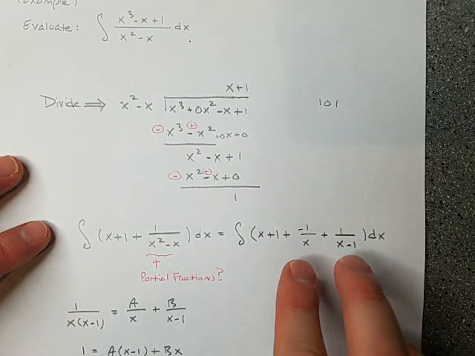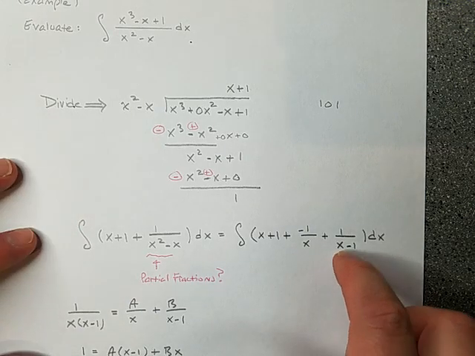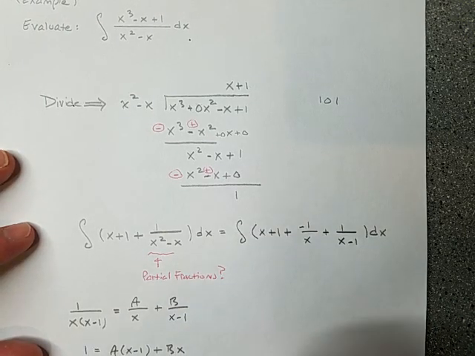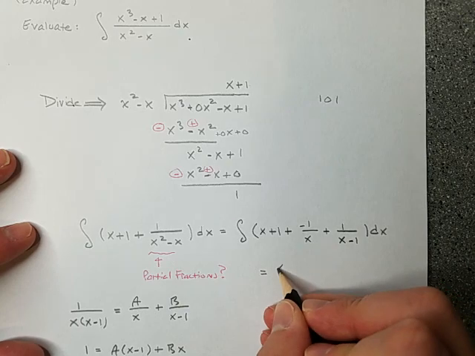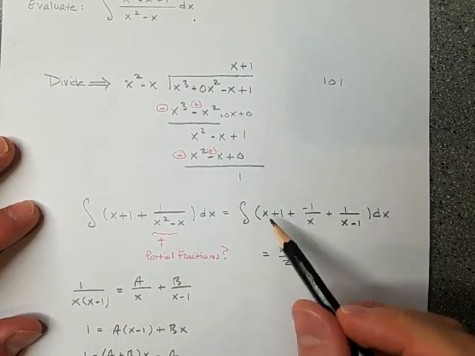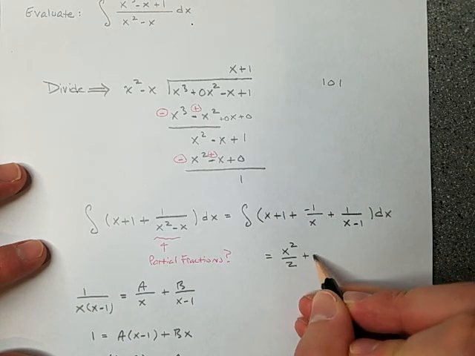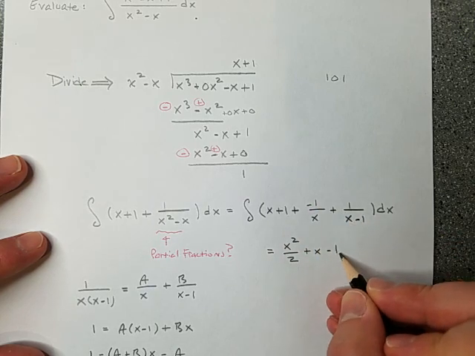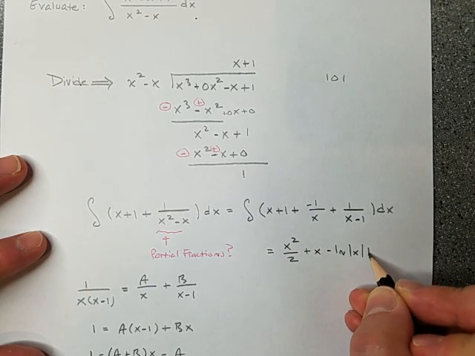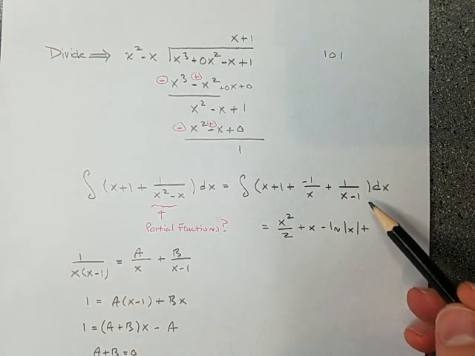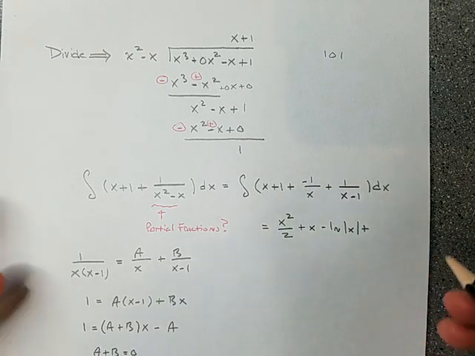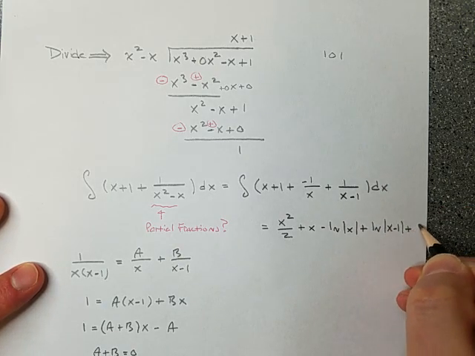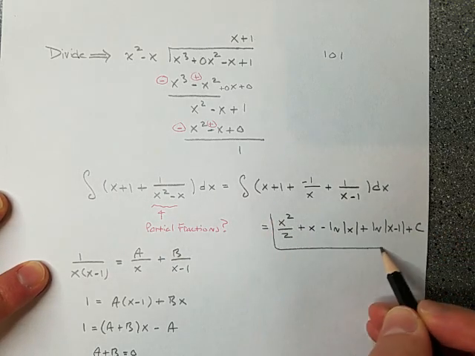Well, this one is u substitution. It's going to be 1 over u du. This is just straight natural log. That's an x, that's a 1. Okay, so here's what we're going to get. x squared over 2, that's the antiderivative of x, plus x, that's what we get from the 1, minus natural log, absolute value of x, plus, this one here will just be 1 over u du, so that will just be natural log, absolute value x minus 1, plus c. All right, there we go.